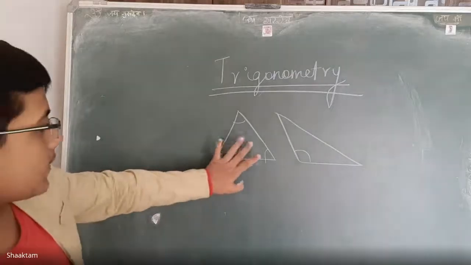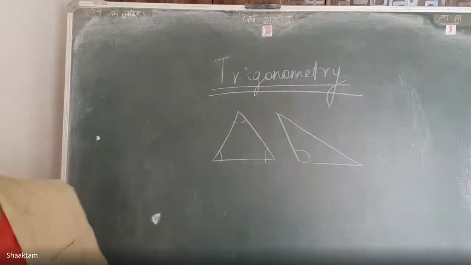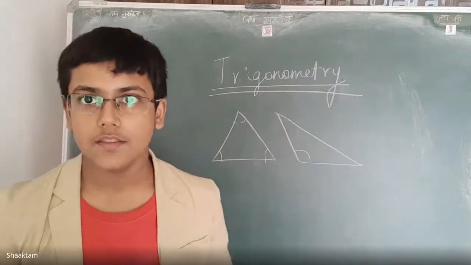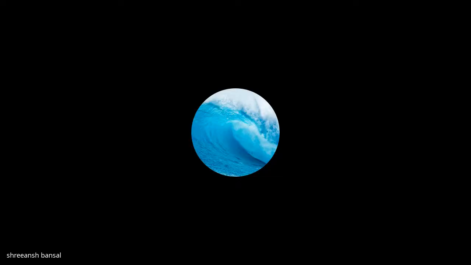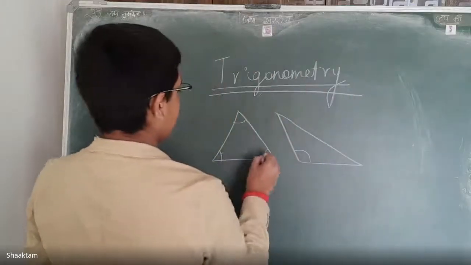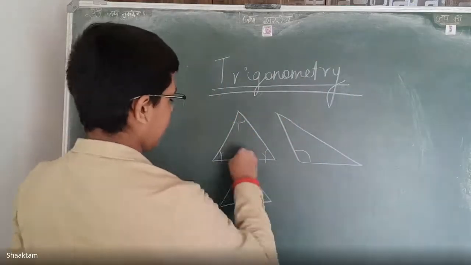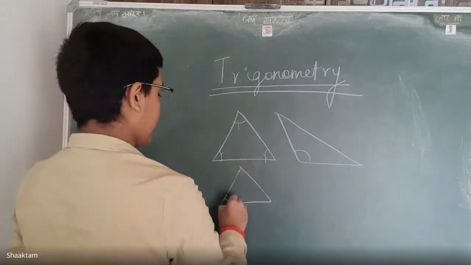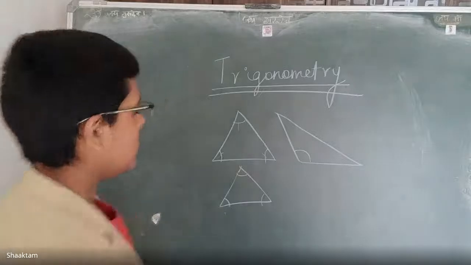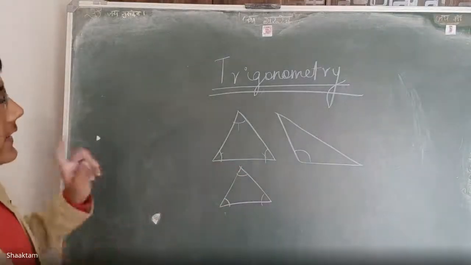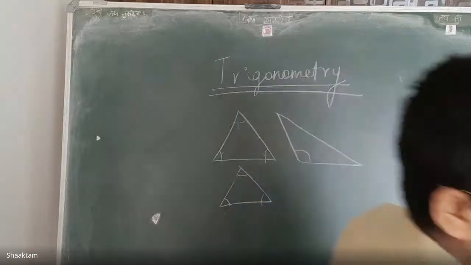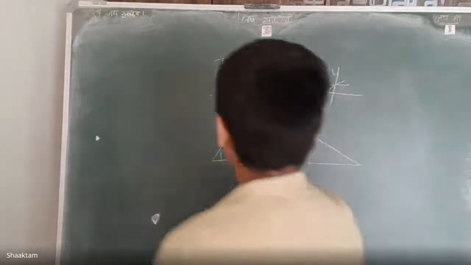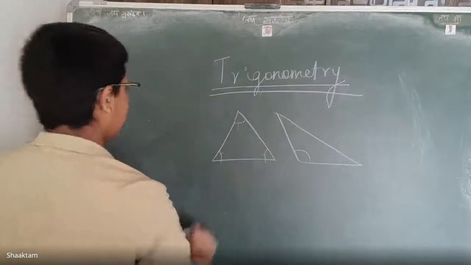Now, there's one property. Do you know one property about the angles of a triangle? Sum, difference, product, anything? No, sir. Shreyansh, do you know? Yes. The sum of all the angles of a triangle is 180 degrees. Very good. You take any triangle, with any length, anything, the sum of its angles, this angle, and this angle, will always be 180 degrees.